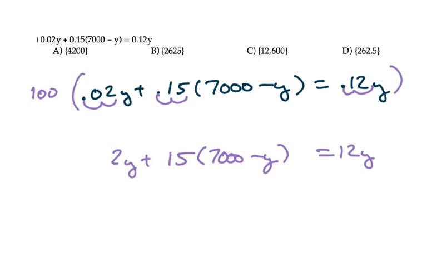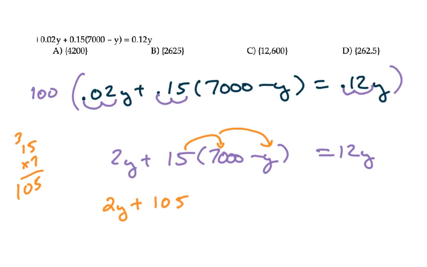So now we're going to solve it. We're going to distribute the 15 here. So we're going to get 2y plus, so let's see here. The way that I want to think about 15 times 7 is, well, let me just do it like this. I don't want to confuse you. So this is going to give me 105, and then because I have 3 zeros, 1, 2, 3, minus 15y equals 12y.